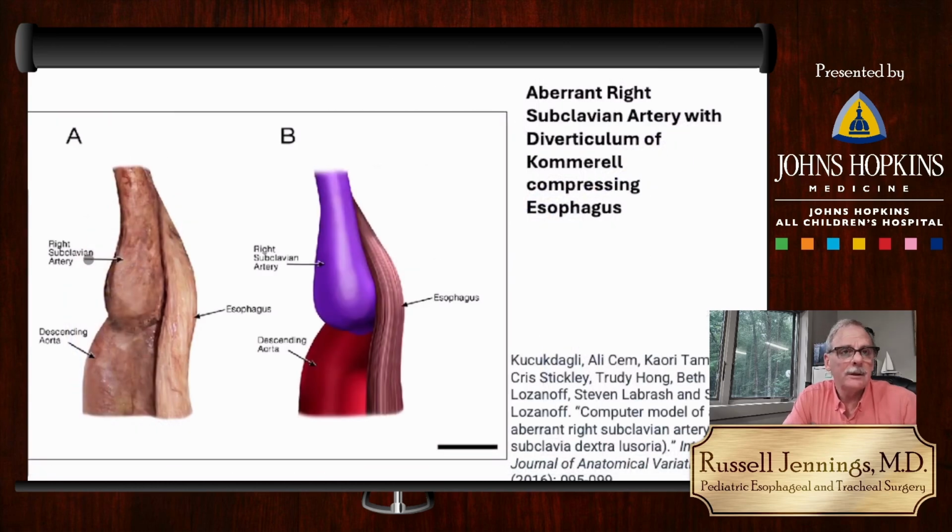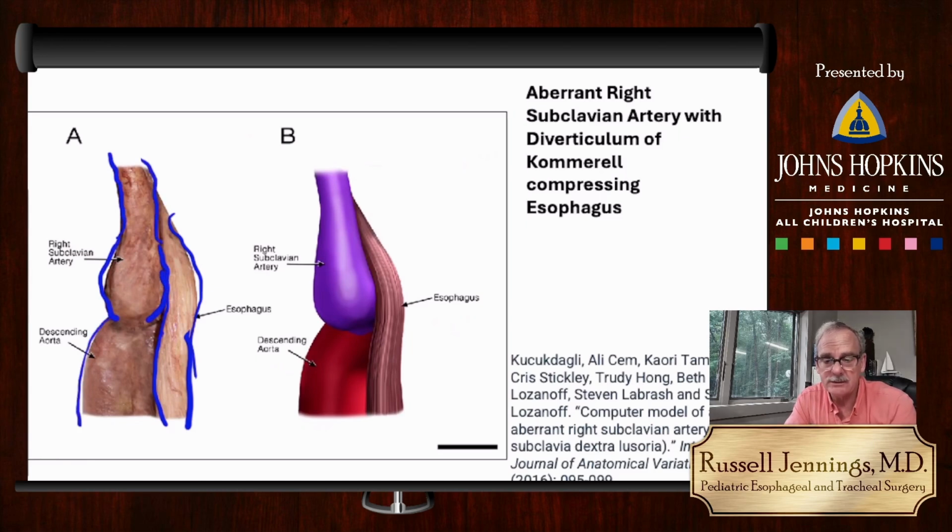This is a drawing from an anatomic specimen, and you can see in this anatomic specimen, or cadaveric, this is the esophagus, and it seems to be sort of deviated a little bit to one side by this structure right here, which is a diverticulum of Kommerell joining an aberrant right subclavian artery, and this here is the aorta. So you can see that motion of the esophagus here is compressing a little bit.